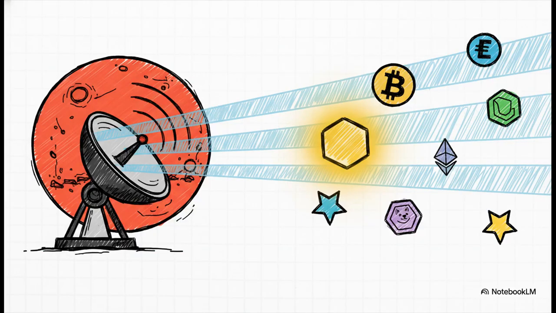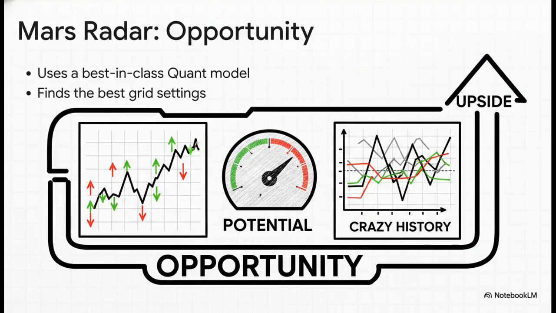Let's start with that first step, opportunity. You can think of the Mars radar as your scout. Its whole job is to scan the entire market landscape to pinpoint the most promising grid trading setups out there. And it goes really deep. It's not just giving you settings, it's scoring them. It analyzes something called market elasticity, which is basically just a fancy way of saying how sensitive a coin's price is to buying and selling. And it even gives you this crazy history context to show you how that coin has acted when things got wild in the past. It's all about finding the potential upside.